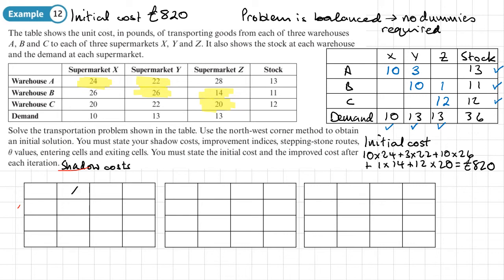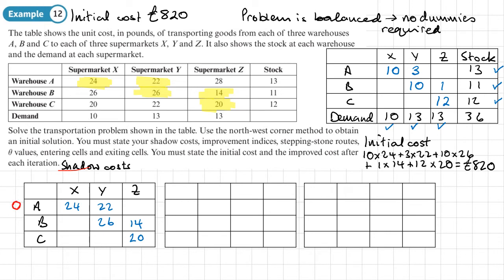So we have X, Y, Z, A, B, C. So we're going to write in the cost that we've used. They're the highlighted ones. So 24, 22, 26, 14 and 20. Then we start with a source cost of 0.